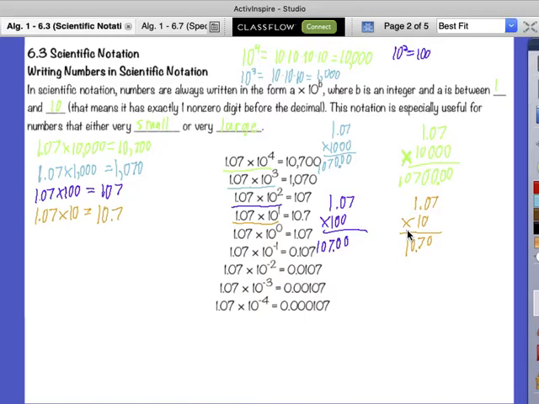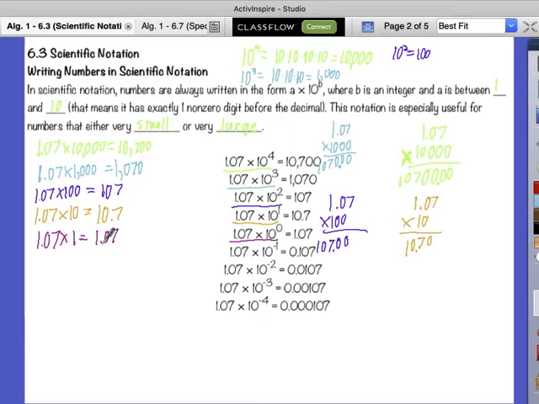How many spots do we think we're going to move the decimal here on the 10 to the 0? None. Okay, how many spots do we think we're going to move it here? 0. Because what is 10 to the power of 0? It's 1. So what's 1 times anything? The other number. So we end up moving the decimal 0 spots.